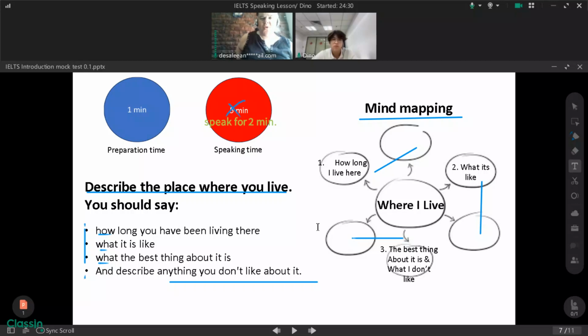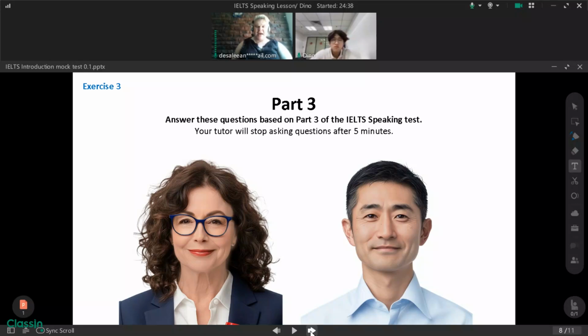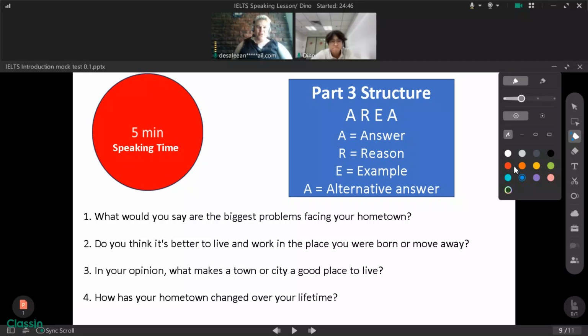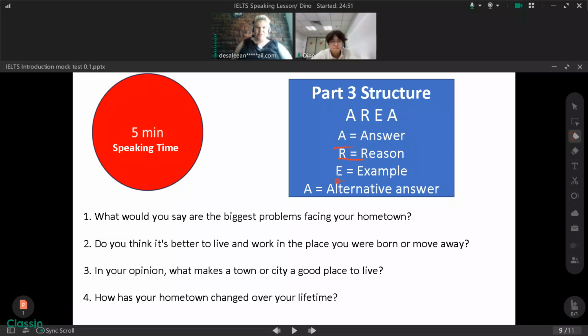All right. So with that, let's go into part three now. Well done for your first part two. Let's go to part three. In part three, the structure is AREA. It means to answer with a reason, example, and an alternative answer. You have to speak for 1 minute with each question. The whole part takes about 5 minutes. All right, so let's go into the first question for part three.